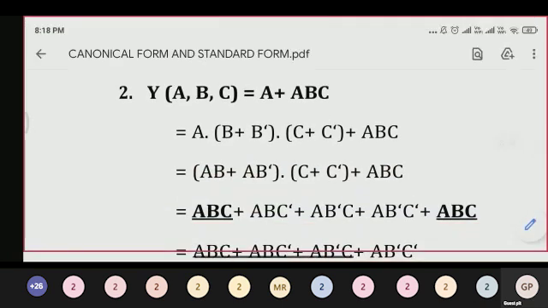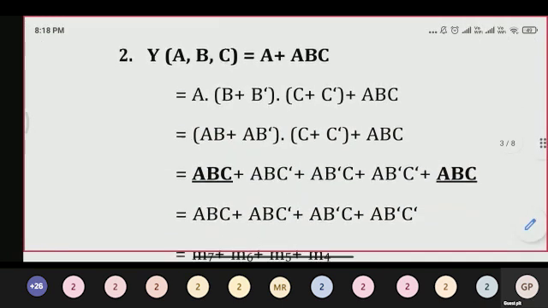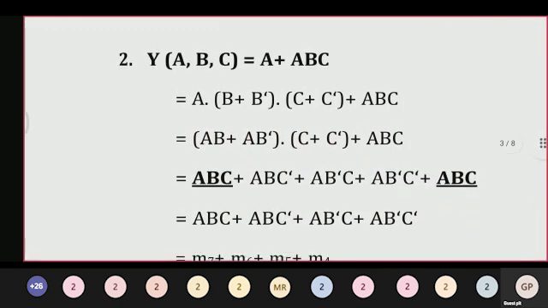Next one is y of a, b, c, that is equal to a plus abc. In this expression, you are having three input variables and two product terms. In the first product term, two variables are missing. They are b and c. So you need to multiply the missing variables and its complement. So we are writing a (b plus b bar)(c plus c bar) plus abc.